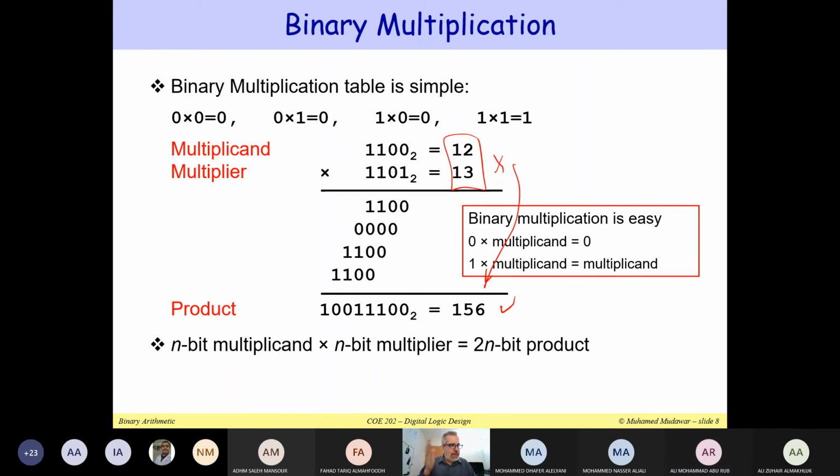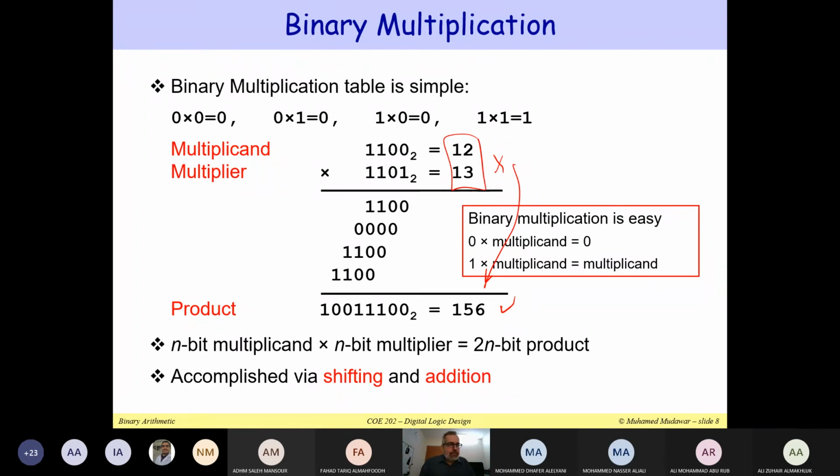Because here the multiplicand is 4 bits and the multiplier is 4 bits, the product will have 8 bits. It is done using shifting and addition. That's it. This is how we do binary multiplication. It's easy. It's not that difficult. You need to practice this.